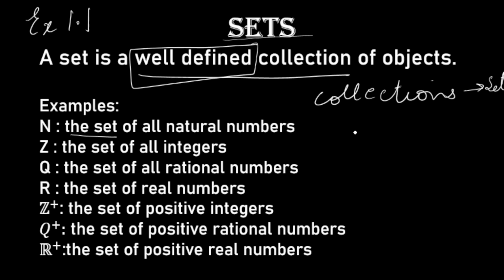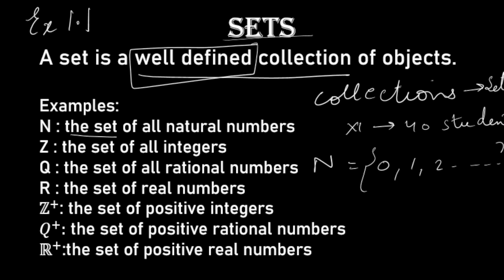Now let's take an example. Suppose in a class 11th I asked this question: what is the collection of natural numbers? So all the 40 students of class 11th gave this answer. Natural numbers collection is 1, 2 and so on. So that means everyone has the same opinion when I'm asking the question about the collection of natural numbers.